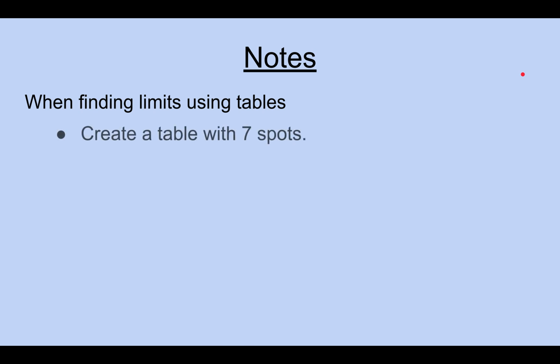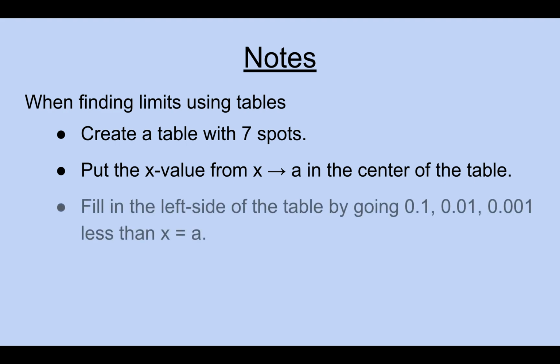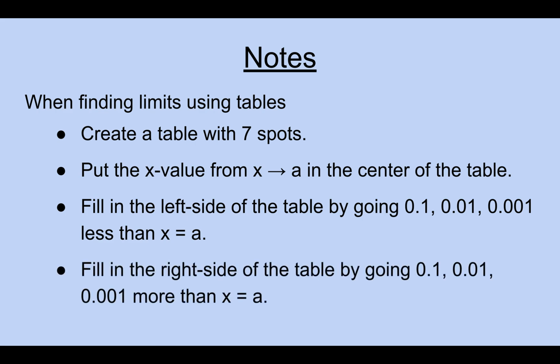All right, so let's do some notes here. When you're finding limits using tables, do this. Create a table with 7 spots. In the middle spot, put whatever the x value is from x approaches a. Put it right in the center. To fill in the left side, you're going to subtract 0.1, 0.01, 0.001. To fill in the right side, you're going to add 0.1, 0.01, 0.001. That'll be my table. So I'll have 3 spots to the left, 3 spots to the right, and something right in the middle.